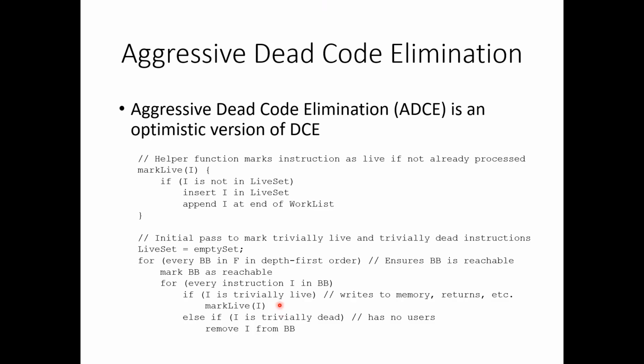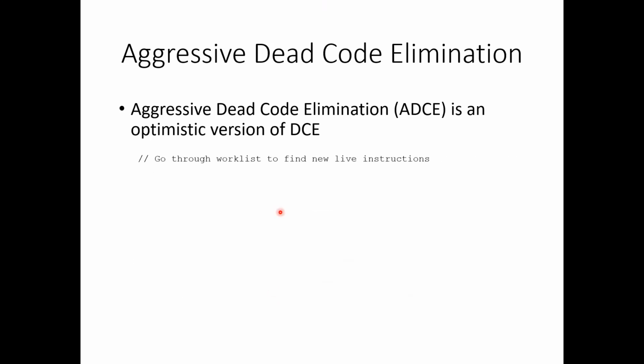Now, when we visited these trivially live instructions and marked them as live, we added them to a work list. Once we add them to the work list, the next step is to start going through that work list, removing instructions, and then propagating the liveness information to the instructions that are affected. So here we go through the work list and we find new live instructions. While the work list is not empty, we get an instruction from the work list. That's going to be instruction I.